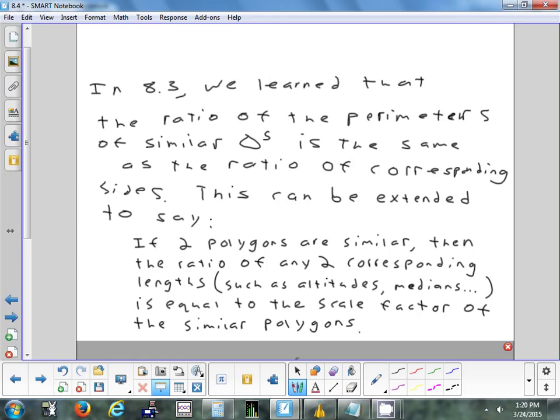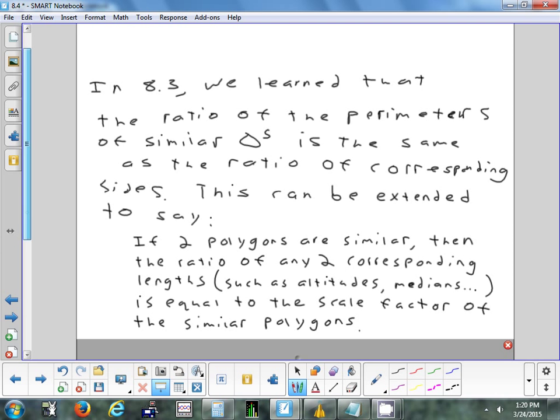So when you make a larger version of a triangle, you make everything larger. You make the sides larger. Except the angles. The angles stay the same, but you make the sides larger. You make the perimeter larger. You make the altitudes larger. You make the medians larger. Everything is increased proportionally, exactly the same amount.